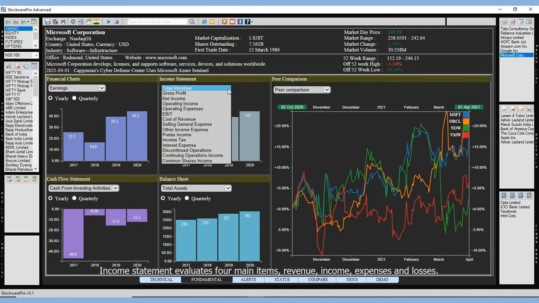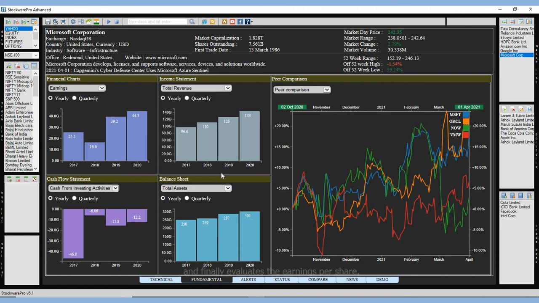Income statement evaluates four main items: revenue, income, expenses, and losses. It starts with the total revenue, and after discounting for expenses and losses, estimates the net income, and finally evaluates the earnings per share. Let us take a closer look at the income statement. It shows that the total revenue was $143 billion for the year 2020.